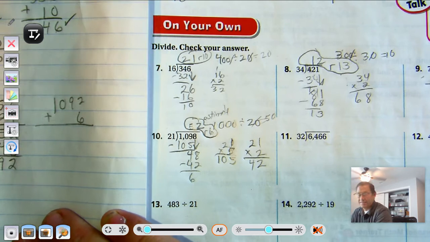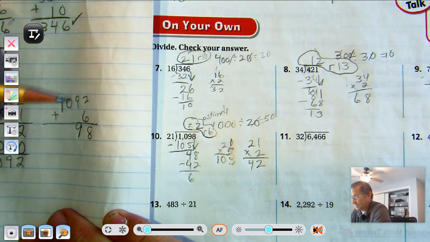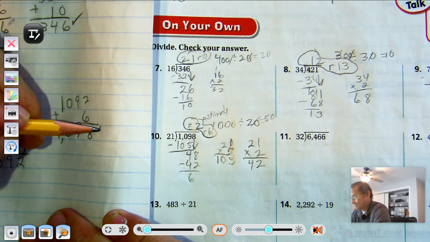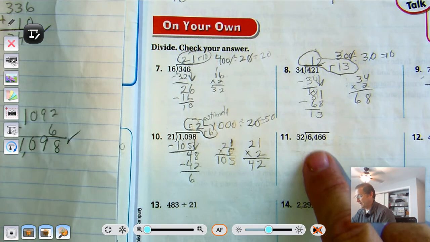plus the remainder 6. 6 and 2 is 8. 9 plus nothing is 9. 0, 1. 1,098. That matches, right? Okay. Number 11.